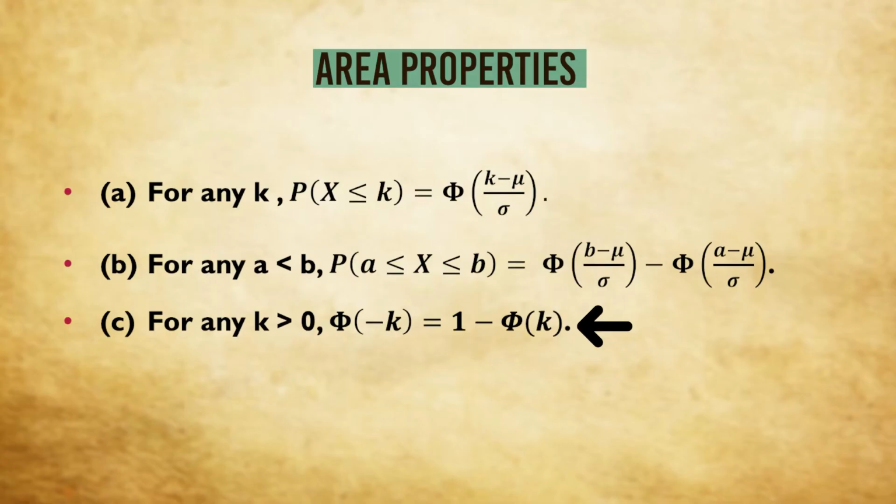Given the values of a, b, mu, sigma, etc., we can find out the value of capital phi from the table or from the software. So it's very easy to calculate. And there is a very interesting property that for any k greater than 0, capital phi of minus k can be obtained as 1 minus capital phi of k.